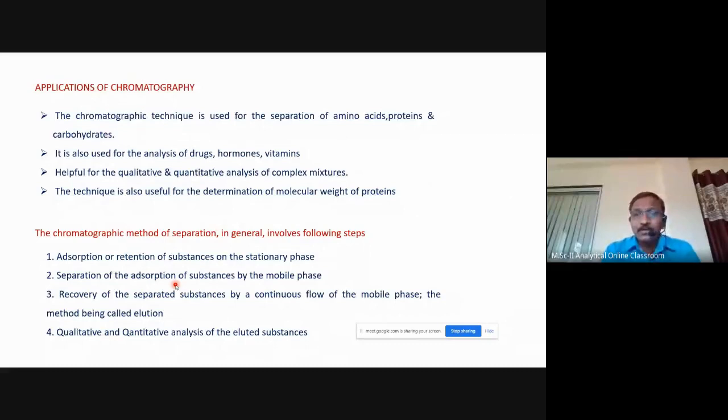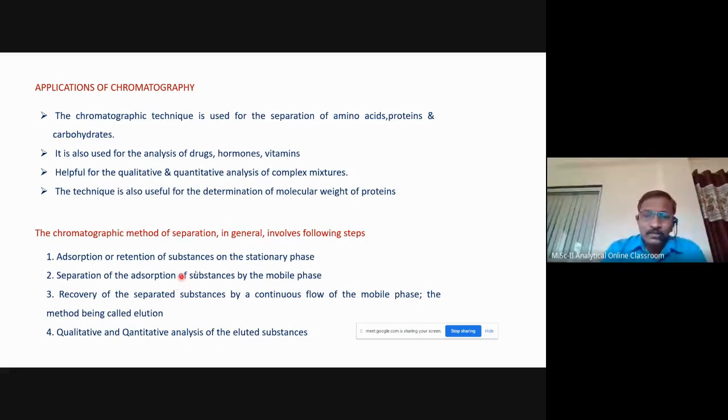Chromatography is mostly applied in the separation of amino acids, proteins, carbohydrates, and biomolecules. It is also useful in the analysis of drugs, hormones, and vitamins. In the pharmaceutical field it is very useful because we require very high purity of the sample for biological activity, and that's why we require chromatography. It is useful for qualitative as well as quantitative analysis, and this technique is useful to determine the molecular weight of proteins also. That's why it has a very wide scope, and it is essential for both industrial as well as research work in the chemical field.